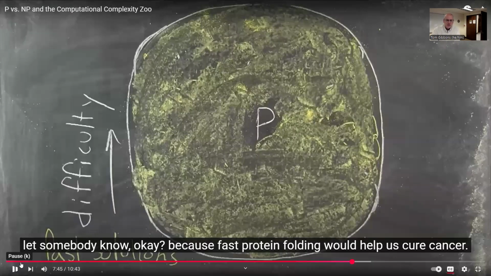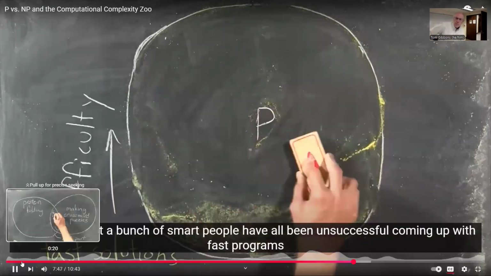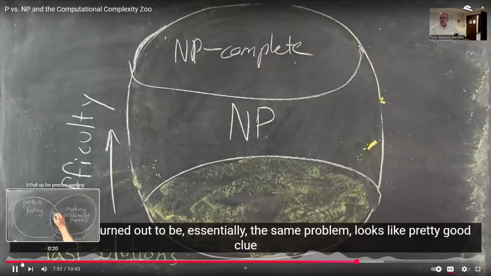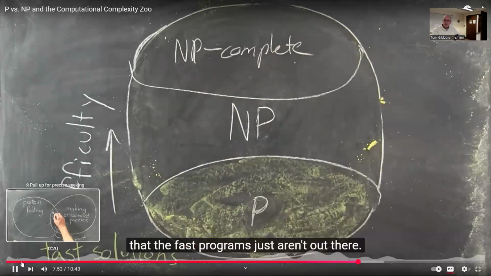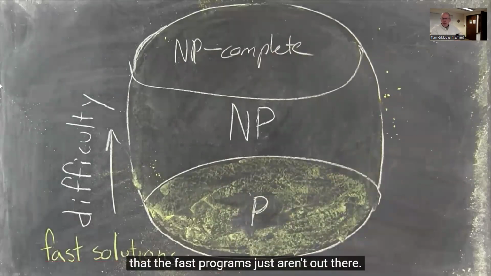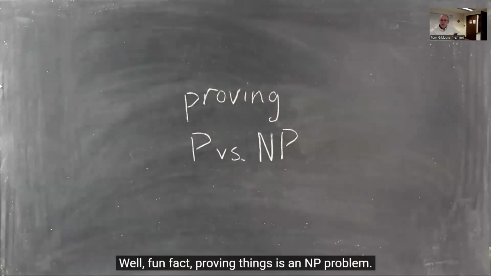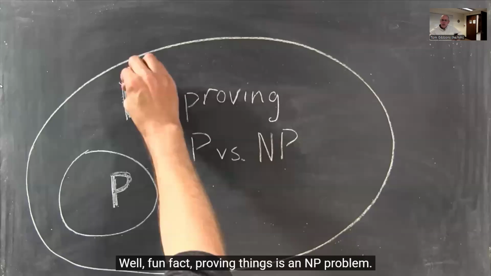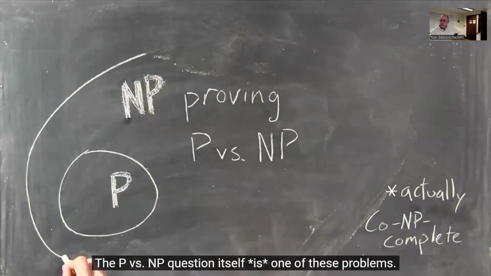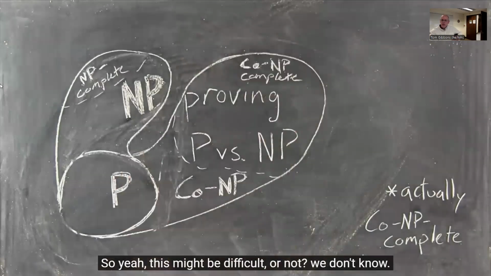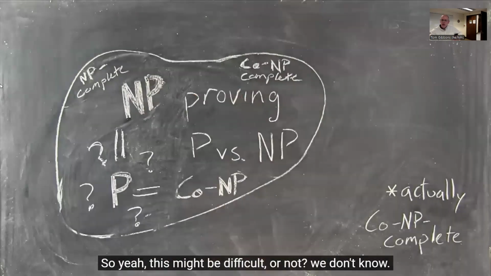He's just talking faster. But the fact that a bunch of smart people have all been unsuccessful coming up with fast programs to solve what turned out to be essentially the same problem looks like a pretty good clue that the fast programs just aren't out there. So why is it so hard to prove P versus NP one way or the other? Well, fun fact, proving things is an NP problem. The P versus NP question itself is one of these problems. So yeah, this might be difficult. Or not. We don't know.